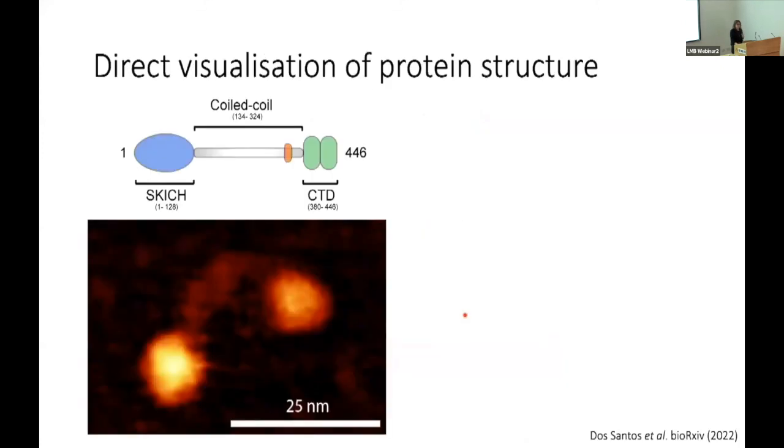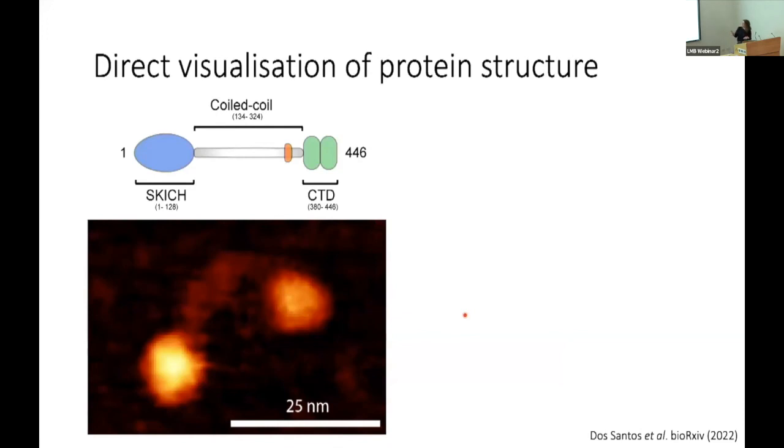I had a few more slides on direct visualization of protein structure, and I'll probably just show you this one, where we're now able to do this at submolecular resolution on proteins too. We're interested in DNA-protein interactions because it's what DNA does. So now we're looking at subdomains of proteins.